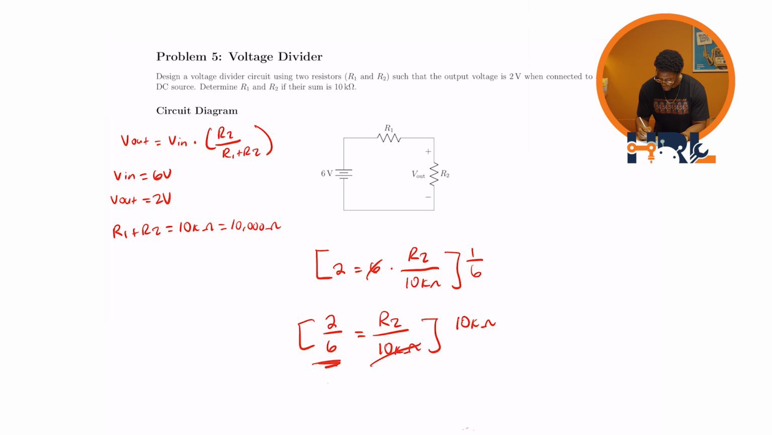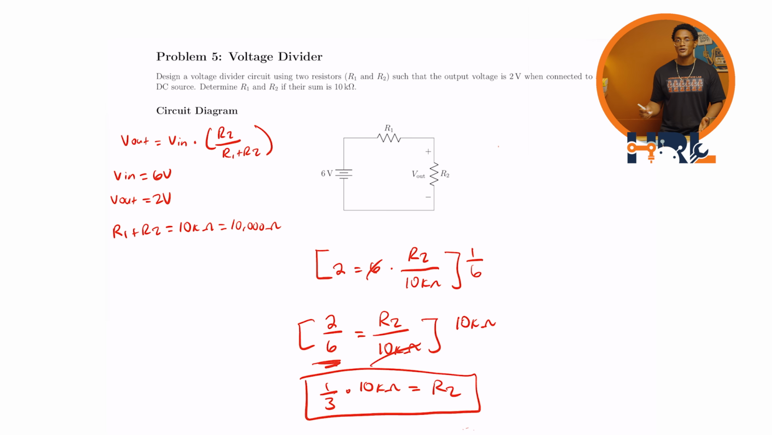So now we have 1 over 3. I just simplified that 2 over 6. And then now we multiply it by 10 kiloohms, and that, ladies and gentlemen, is equal to R2. So to round things off, R2 is equal to 3.33 kiloohms.